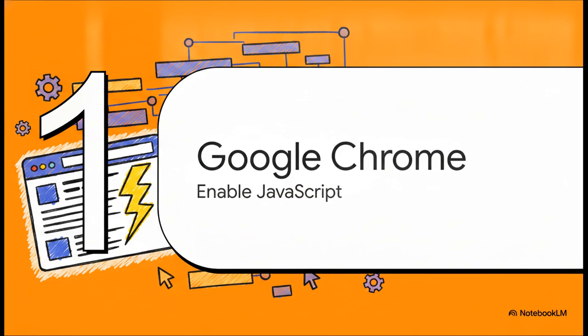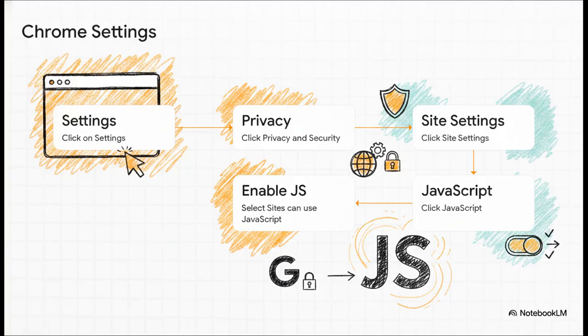First up, let's tackle Google Chrome. This is super straightforward. Just open up your browser menu and click on Settings. From there, you want to navigate to Privacy and Security, and then click Site Settings. Give it a little scroll until you spot JavaScript. Click on that, and just make sure you select Sites Can Use JavaScript. And boom, you're completely done. Quick tip though, if you like keeping your browser locked down, you can actually choose to just enable JavaScript specifically for Google.com instead of the whole web.